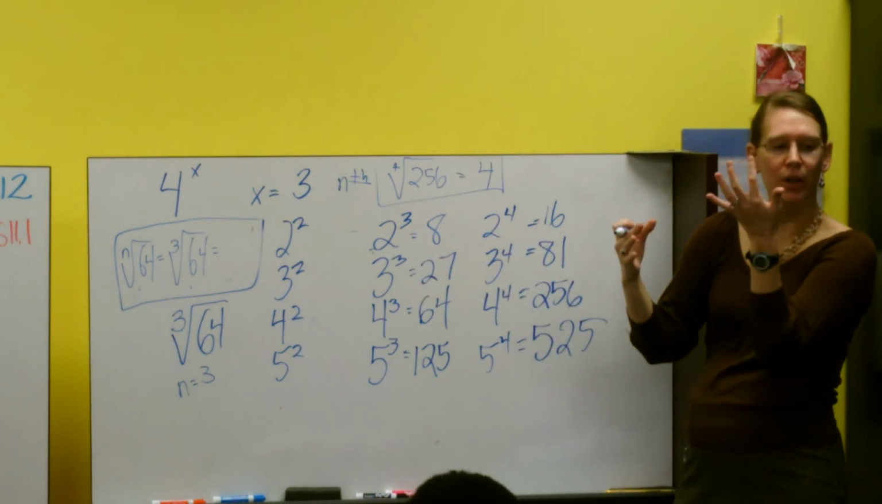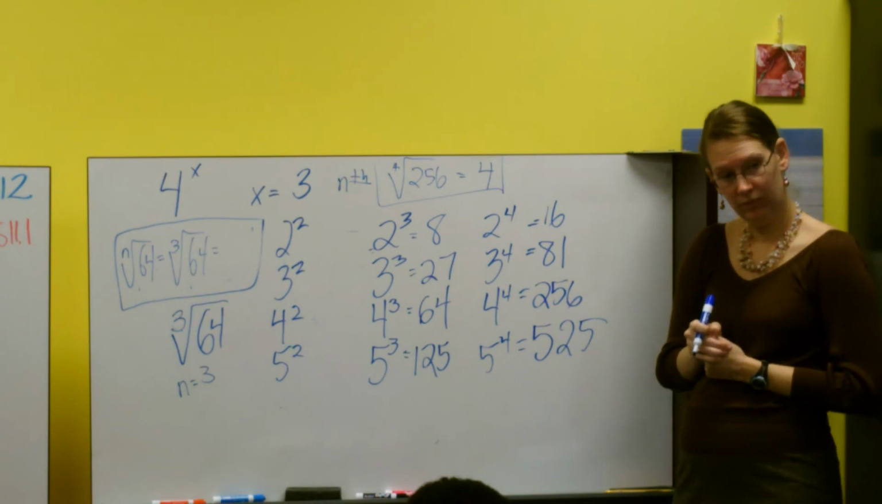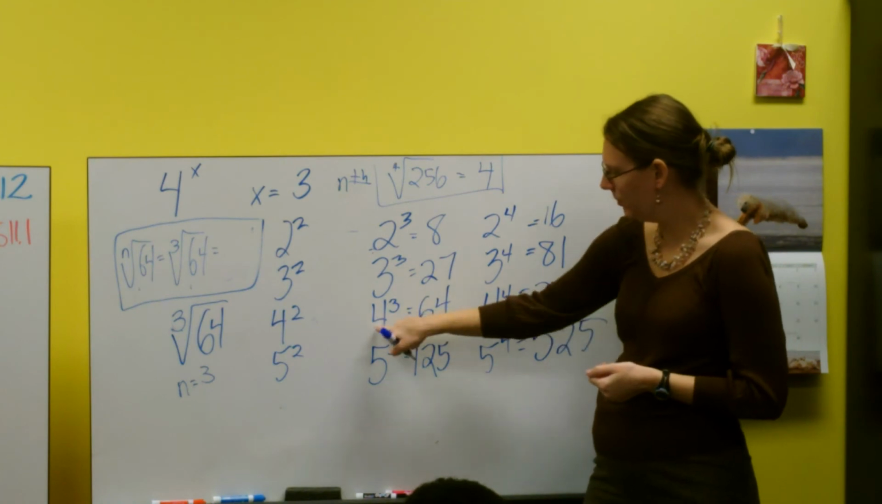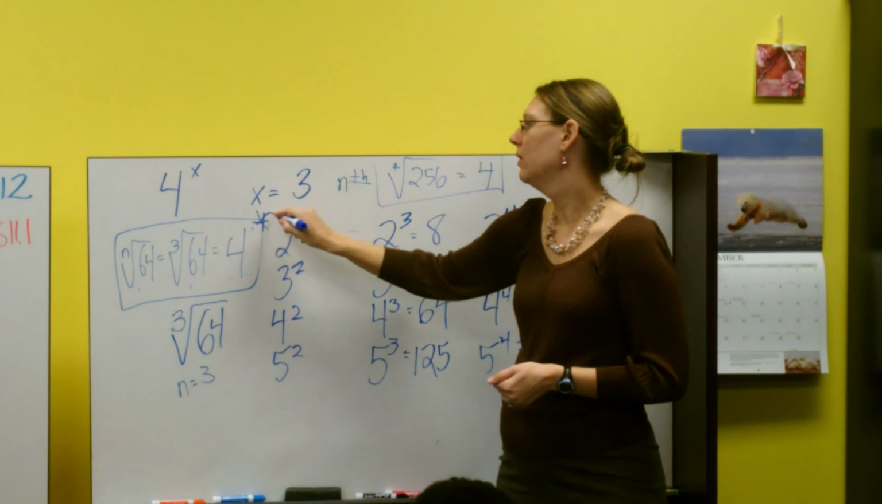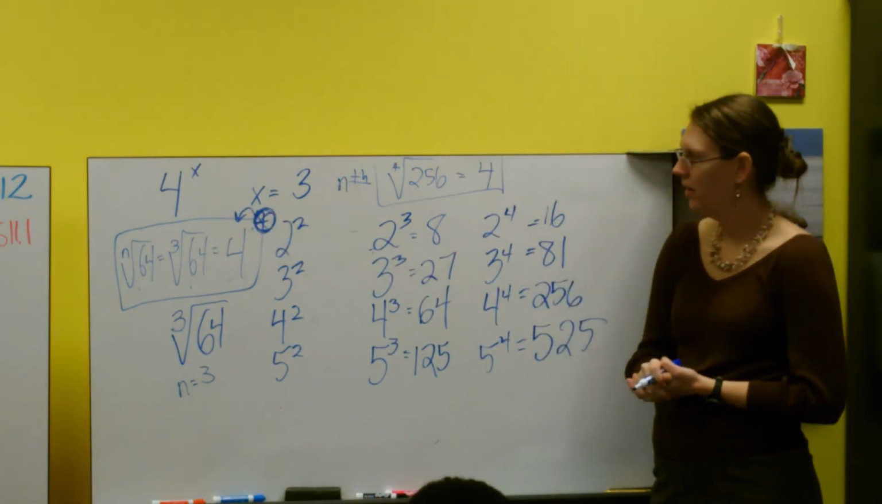What to the third gets you 64? 4. Right here, 4 to the third gets you 64. So my answer is 4. This is what I need to see. Everything in this box. Okay?